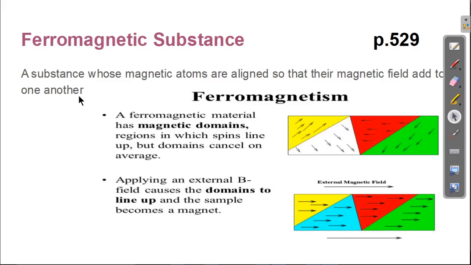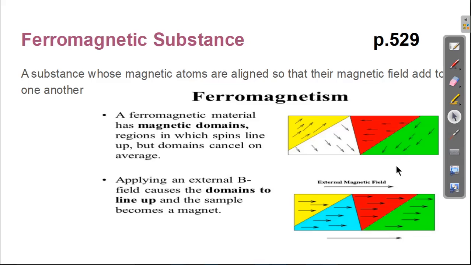Now these atoms, those magnetic fields in the atoms, are aligned and they create these regions. You see these regions right here represented by colors. They're called domains, magnetic domains. And the atoms in this yellow area have magnetic fields pointing in the same direction. They're added to one another. The problem, if you notice here, is that the different regions cancel one another. You see that? They're canceling one another.